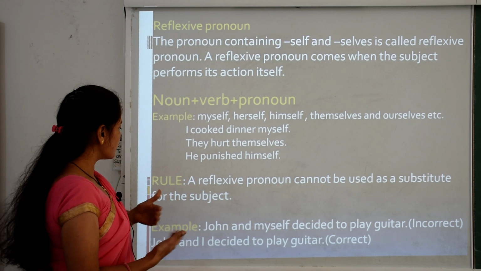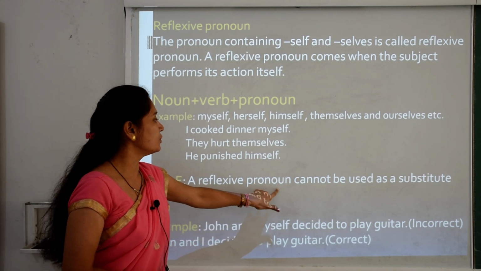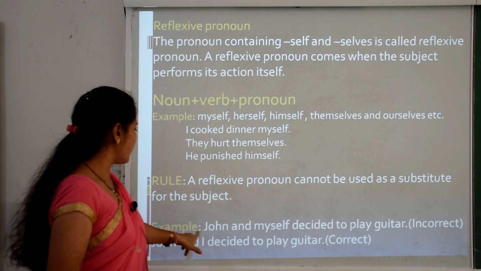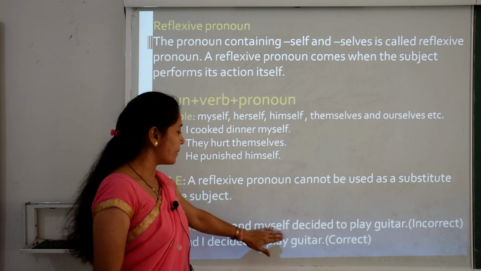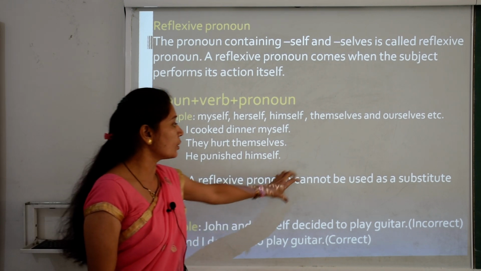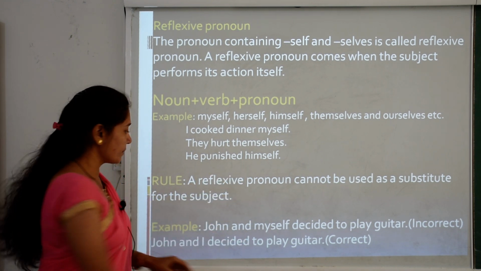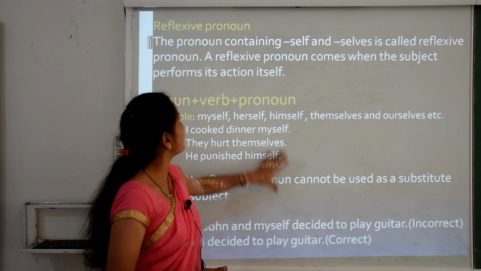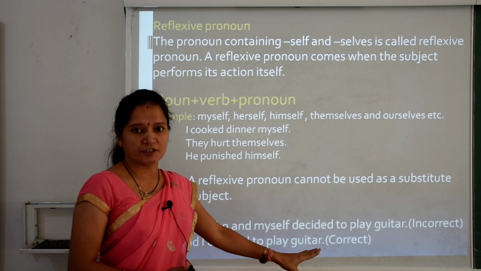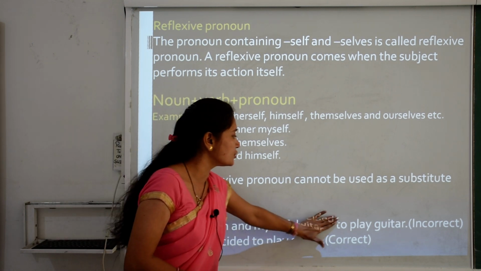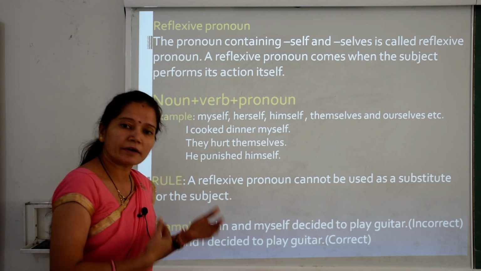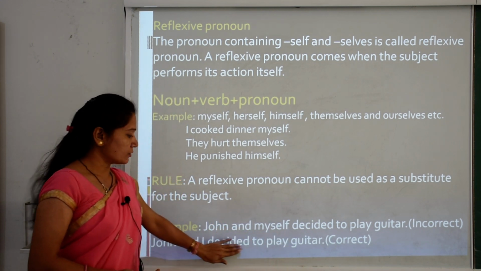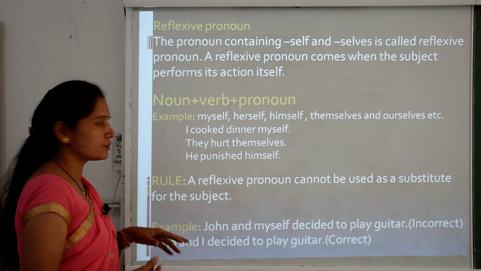Now what is the rule? A reflexive pronoun cannot be used as a substitute for the subject. Let's understand this with one example. John and myself. Myself is a reflexive pronoun and it cannot be used as the substitute of the subject, because John and myself is the subject here. John and myself decided to play guitar. It is incorrect. So what is the correct sentence? John and I decided to play guitar. This is the correct sentence. I hope this point is clear to you.